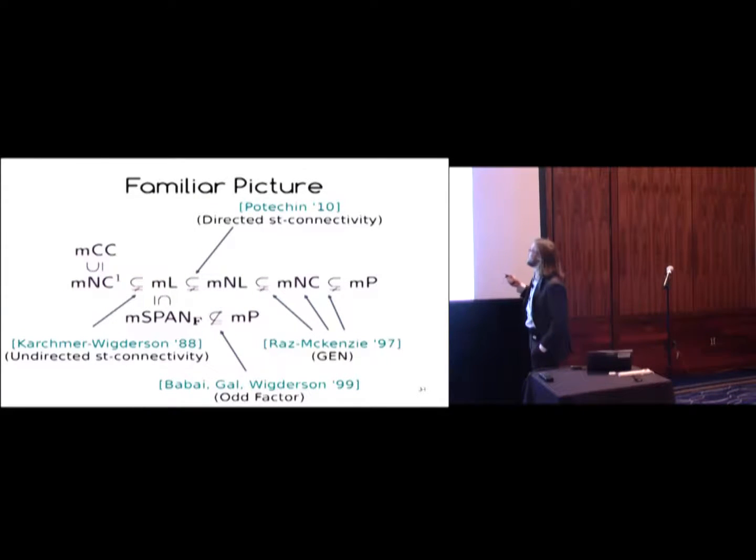And another result, which is quite recent and very, very impressive, is this separation of monotone NL and monotone L, which is monotone switching networks and monotone directed switching networks. This was done by Aaron Potechin back in 2010, and his proof is very, very hard and very, very nice.